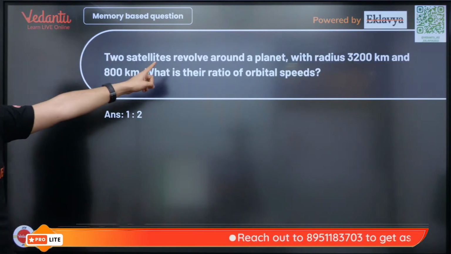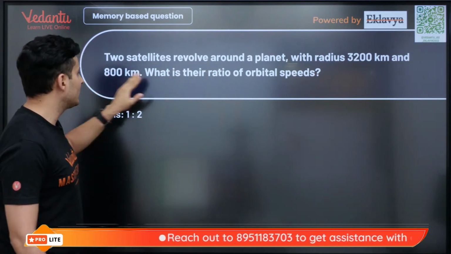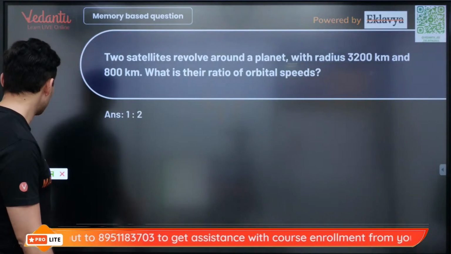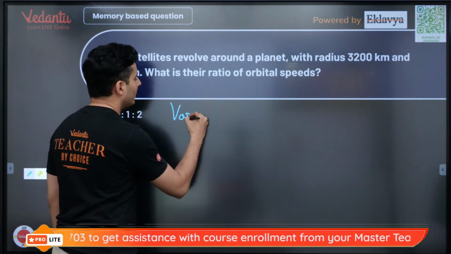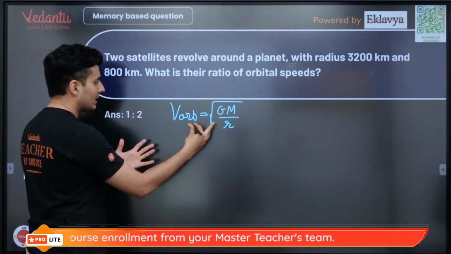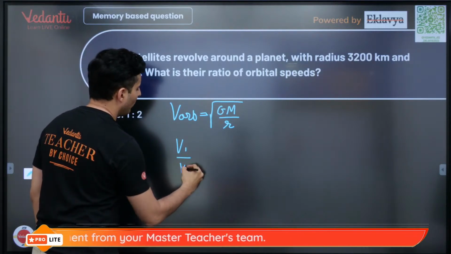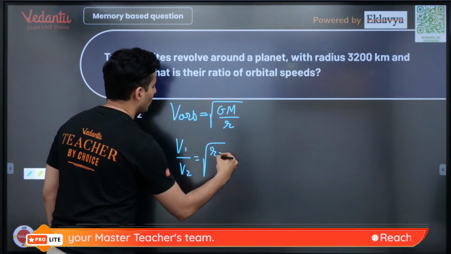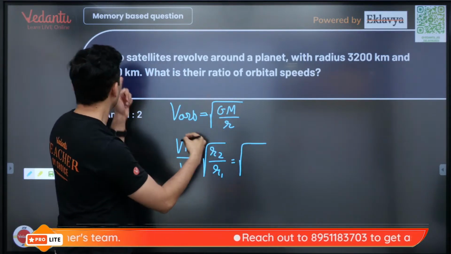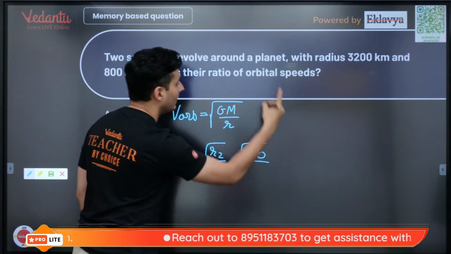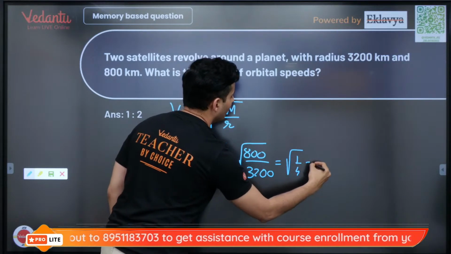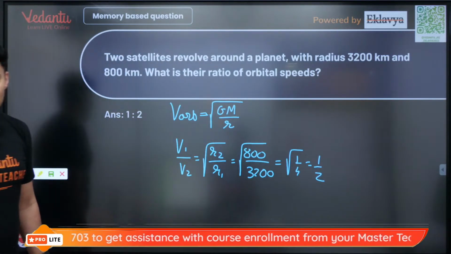Two satellites are revolving around a planet and the radii are this much and this much. What is the ratio of the orbital speed? First of all, this is a direct formula based question. If you know the formula of orbital speed of a satellite, which is root of GM by the radius of the orbit, your job will be done. Velocity of 1 by velocity of 2 will be inversely proportional to the root of the radius. So put the radius under the root. 800 will be first because that's the second radius, and the initial radius is 3200, which is root of 1 by 4, which is just 1 by 2. That's the answer.